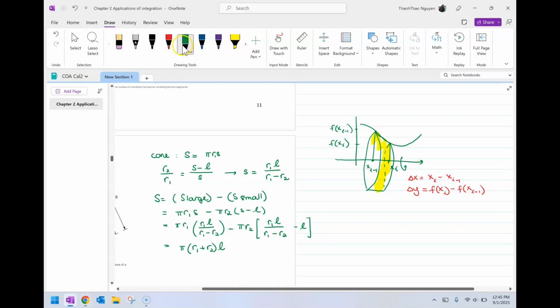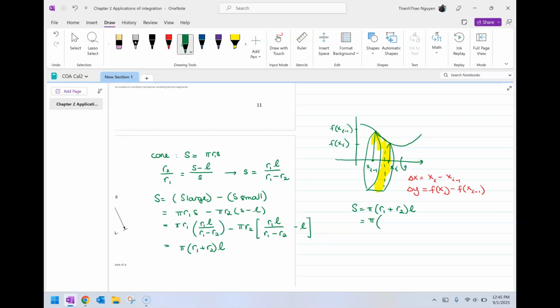This means the formula S equals pi (R1 plus R2) L can be rewritten as pi times (f of x sub i minus 1 plus f of x sub i), and L is just the length of the segment, the square root of delta x squared plus delta y sub i squared. Okay.